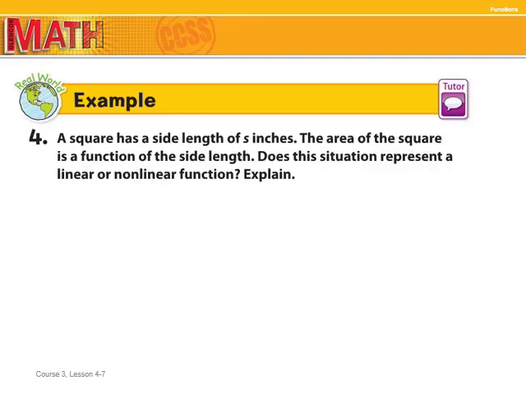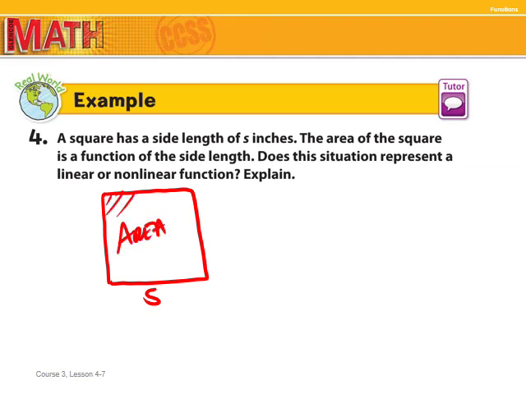Our next example, another real-world problem. A square has a side length of s inches. Let me draw a square. And the length, we'll say here, side length of s. The area of the square, so the area is inside, let me color that in, is a function of the side length. So we know, if you recall, the area of a square is a side squared. So does this situation represent a linear or nonlinear function?